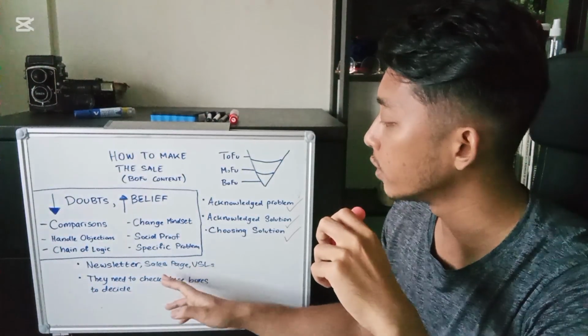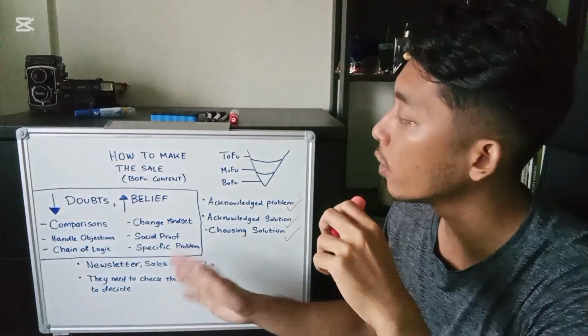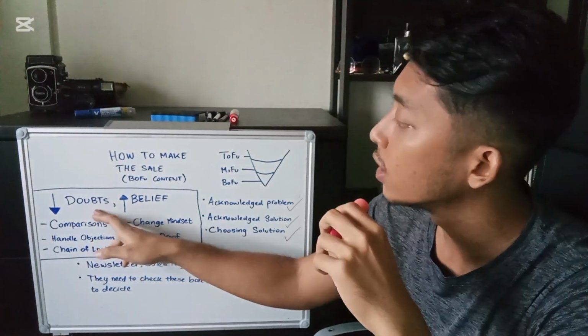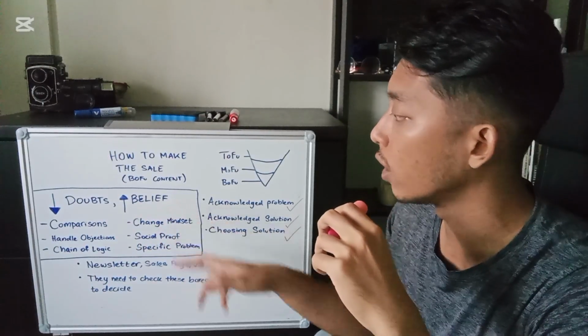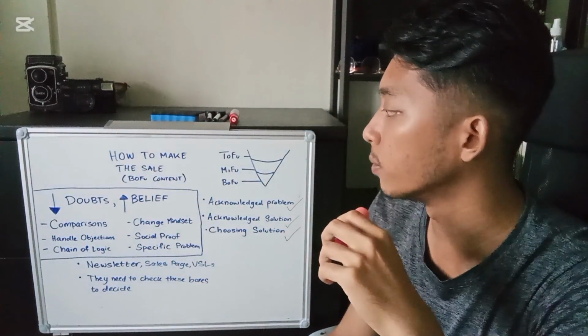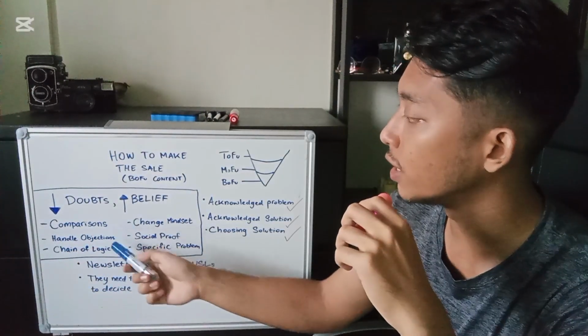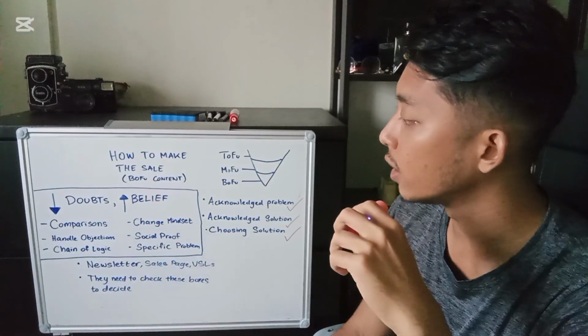Other types of bottom of funnel content are your sales page, your video sales letters. So what are you doing in the bottom of funnel content? You're reducing their doubts and you're increasing their beliefs in your product, service, offer. So the first type of bottom of funnel content you want to do is comparisons. I'm not arranging this in any order of priority. Any of these can actually nudge a sale in your funnel.